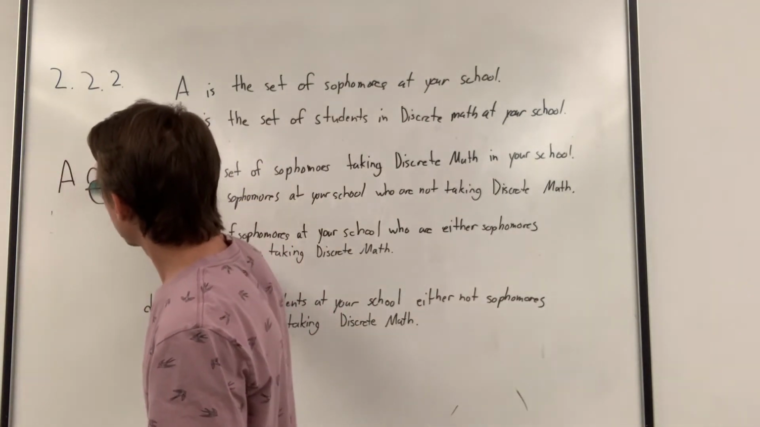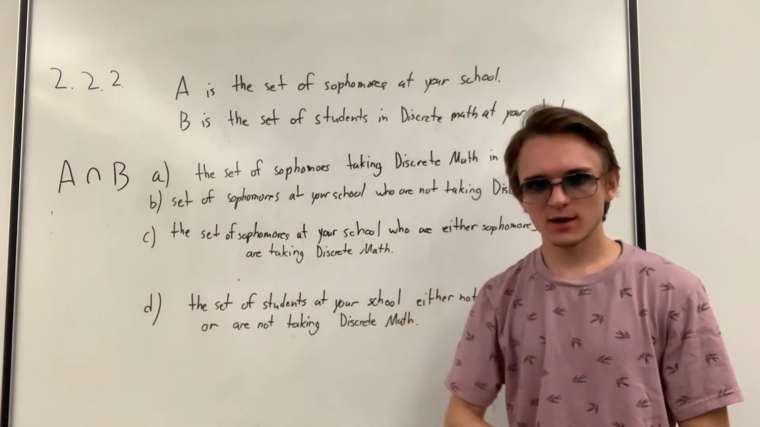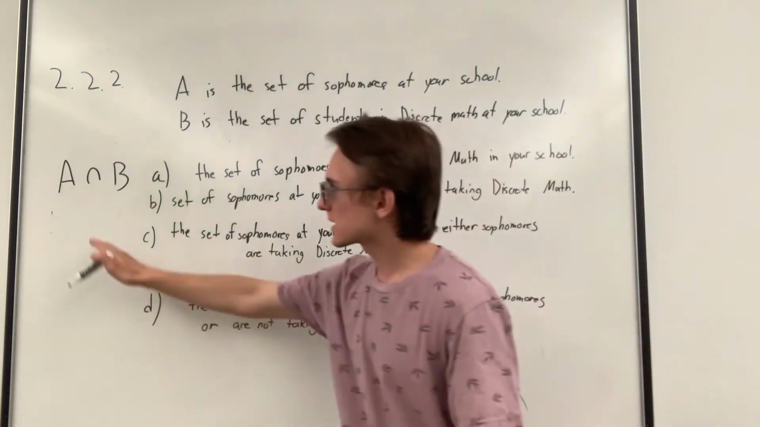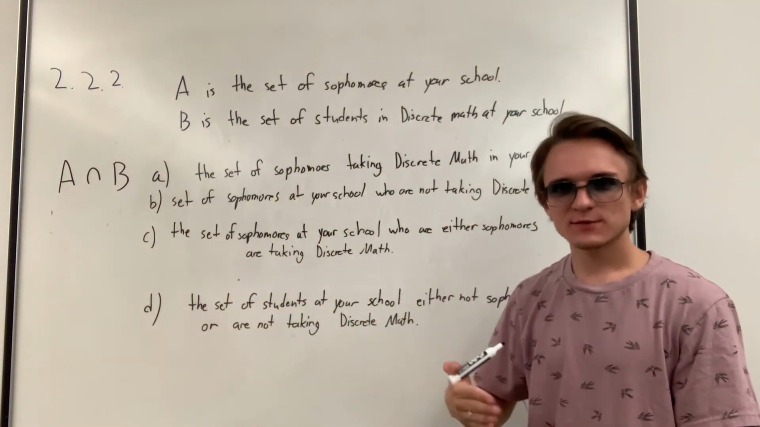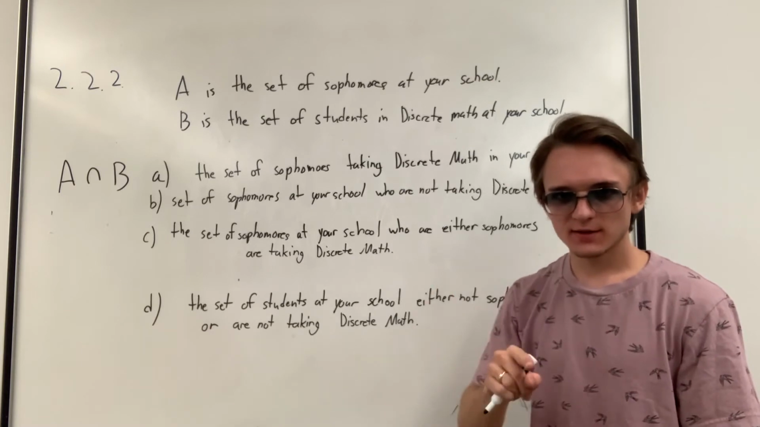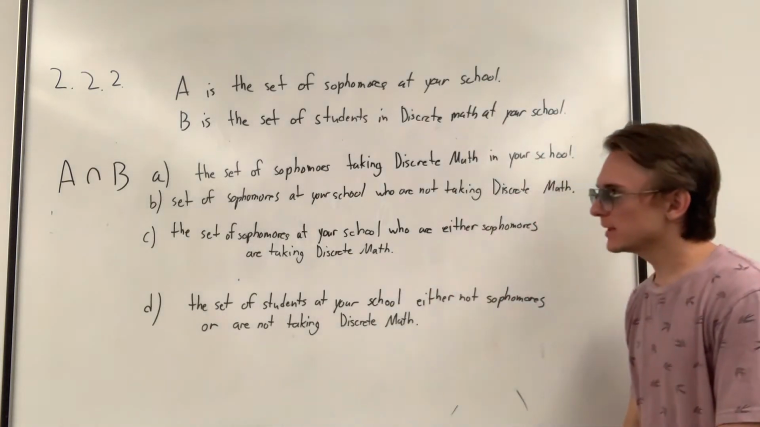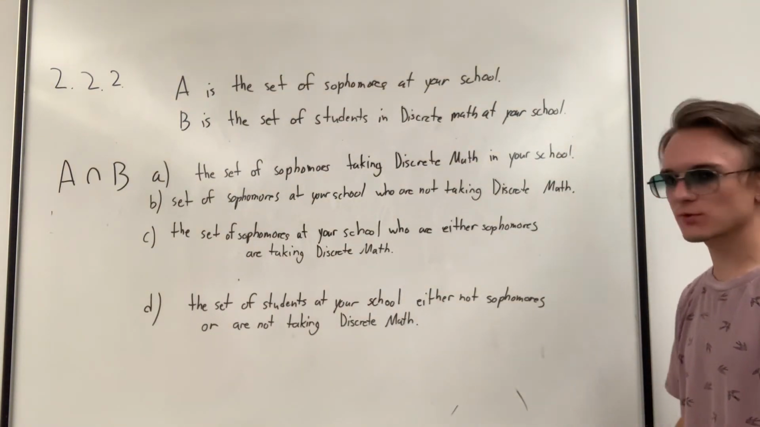A and B. Recall the upwards facing caret from propositional logic. This is kind of an upwards facing U. So that's why it's very similar to the upwards facing caret. It kind of represents that they're both true in a sense. B says the set of sophomores at your school who are not taking discrete math.